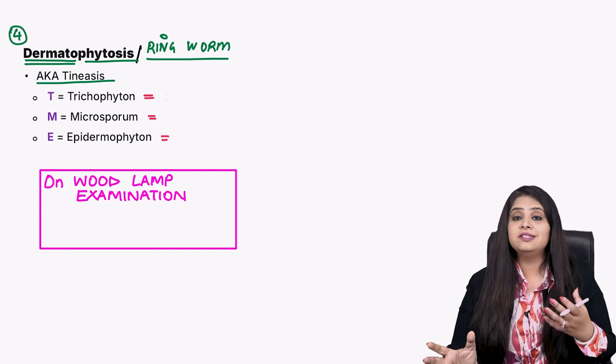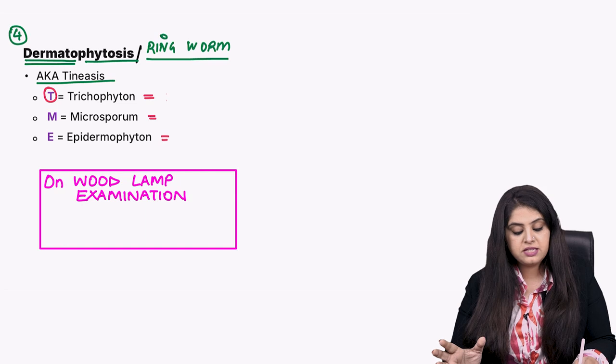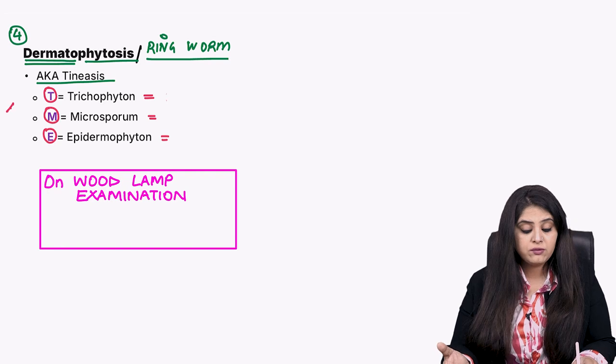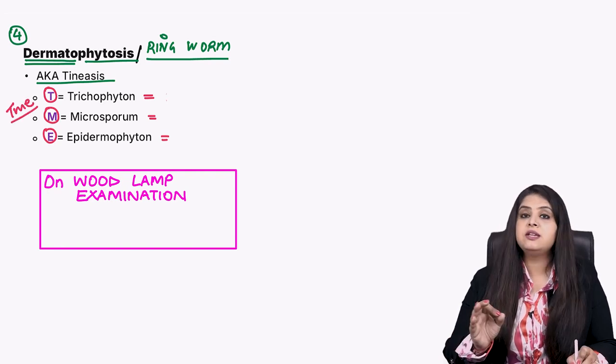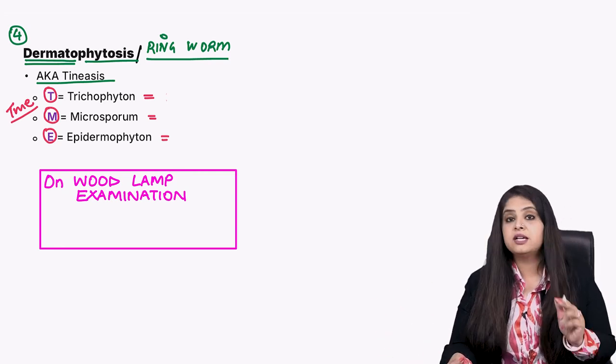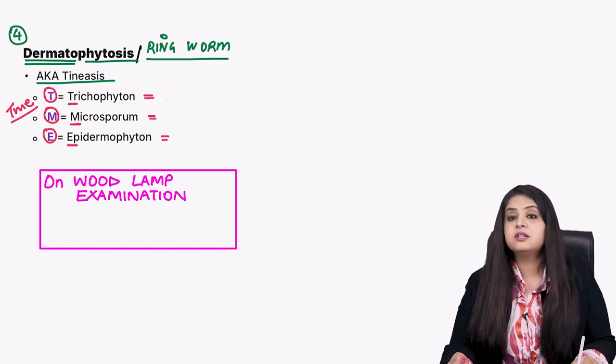But for medicos, this is a group of 3 organisms. Those 3 organisms are learnt as TME. What is TME? That's the URL we use for Telegram. Whenever you have to search for someone's Telegram group, it is t.me slash, let's say, Preeti Sharma channel. That's how you search for it. So TME are the three organisms, that is trichophyton, microsporum and epidermophyton.